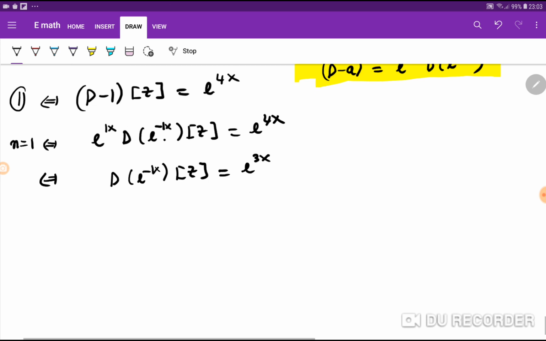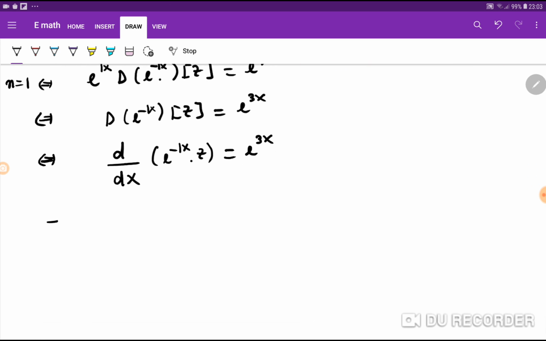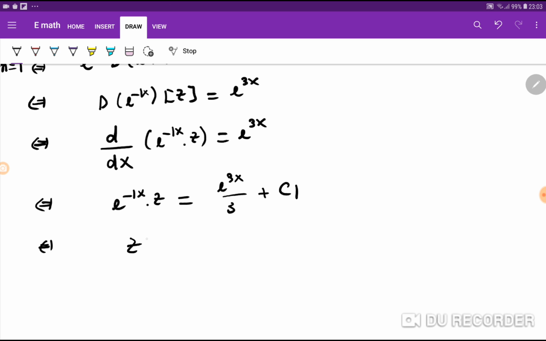What you're gonna do next is that you write like this. You rewrite in normal form: d/dx of e to the power negative 1x times z equals e to the power 3x. So you integrate both sides. It will equal e to the power 3x over 3 plus c1. So what is z equal to? You times both sides by e to the power 1x, and you get z equal to e to the power 4x over 3 plus c1 e to the power 1x.